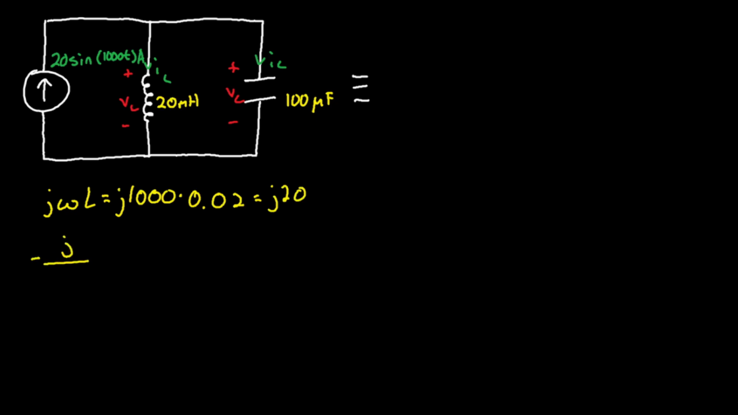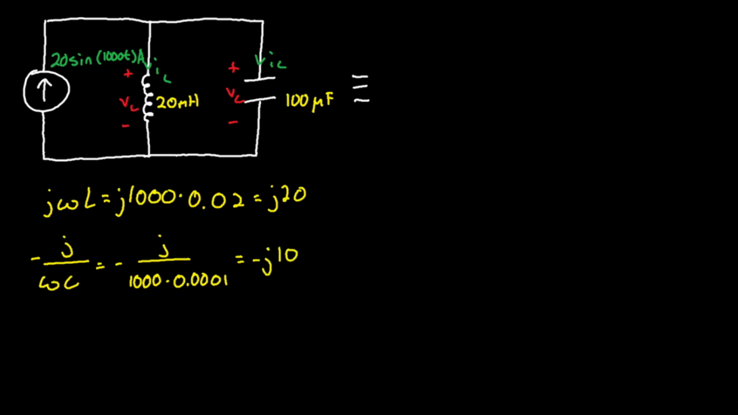All right, let's find the impedance for your capacitor. Let's write the formula first: negative j over 1000 for the angular frequency times the capacitance, which is in microfarads. So this right here is equal to, I think, negative j10. Oh, it is. Negative j10.